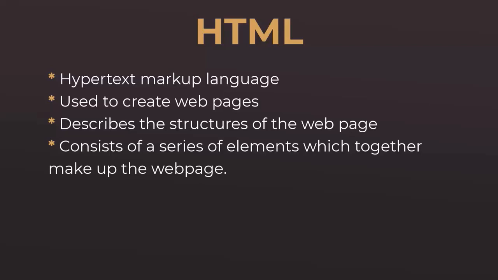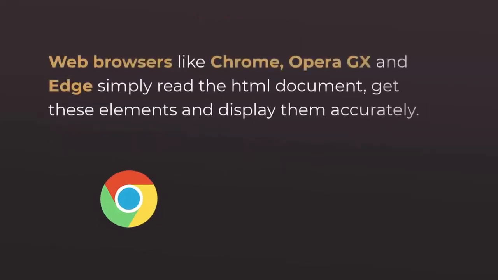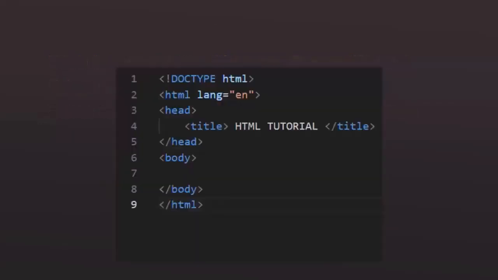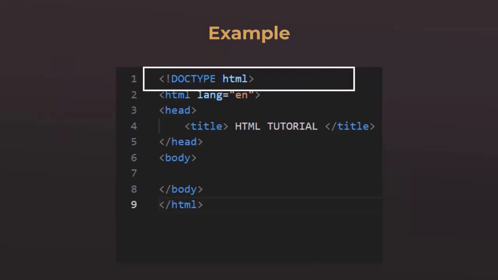So HTML consists of a series of elements, and these elements make up the HTML page or the web page. The purpose of web browsers like Chrome, Opera GX, or Edge are simply to read HTML documents, get these elements, and display them correctly. So a simple example of a HTML file is this. So right here you can see in the example, the doctype HTML declaration is used to tell the browser that this document is a HTML document.